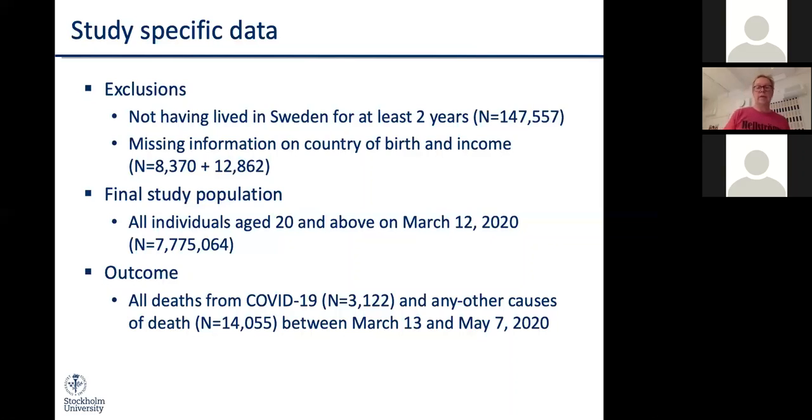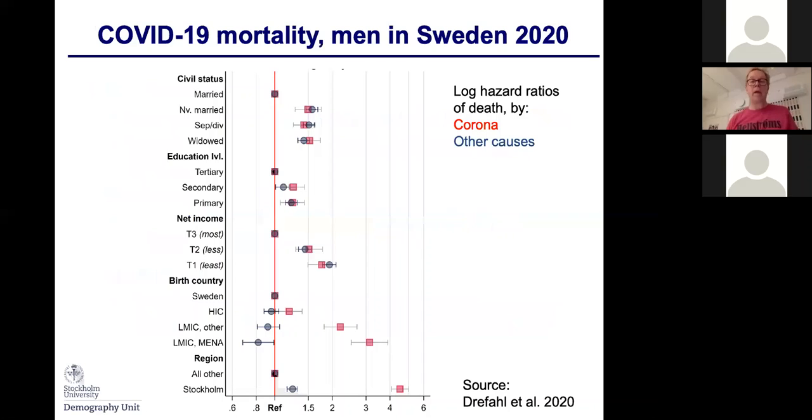And we have all deaths from COVID-19, 3,000 deaths at that time, and any other causes. During this period, there were also 14,000 deaths from other, more normal causes of death during March 13 to May 7. And here is the description of the basic results. So we did stratified models for the somewhat younger, somewhat older, for women and for men, and this shows the results for men and how we presented the different factors.